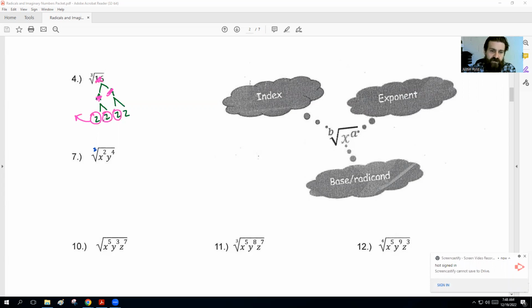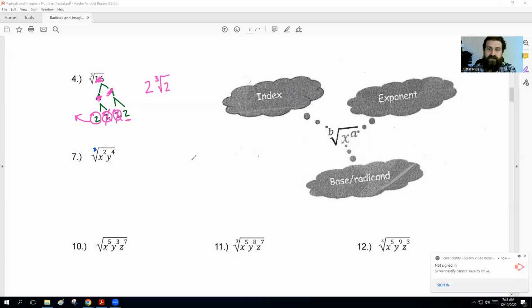So we have 3 2s here. One of them can break out if 2 of them go away. So it's like the higher level thinking here. And then that 2 doesn't have a partner. So the cube root of 16 is really 2 times the cube root of 2. Okay.